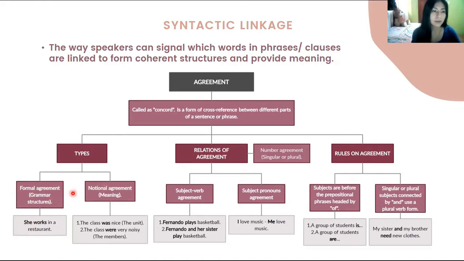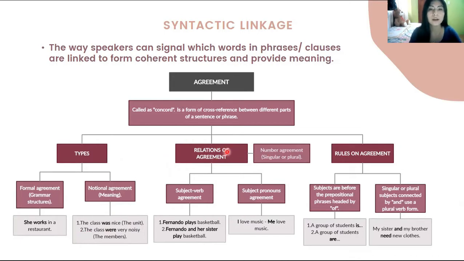And the second type is notional agreement, which is based on the meaning of the sentence. For example, in this case, we have: the class was nice, and the class were very noisy. In the first example, we took the class as a unit, so we use the singular form. And in the second example, we take the class as all the members of the class, and we use the plural form.